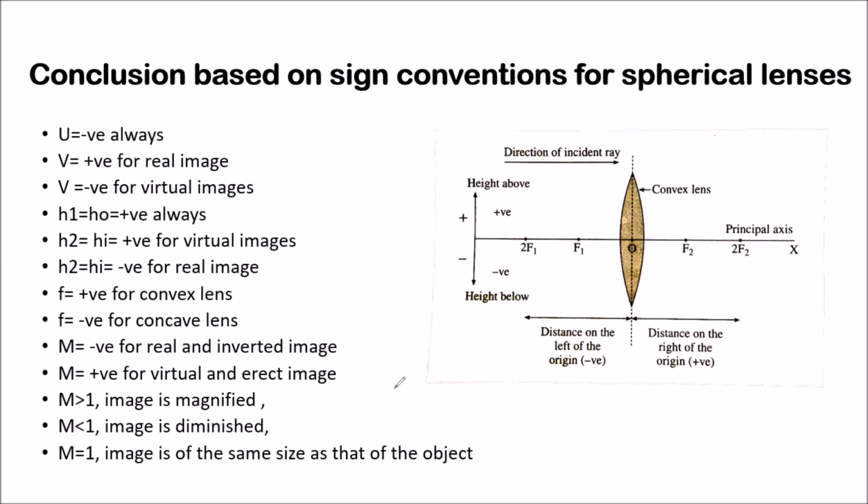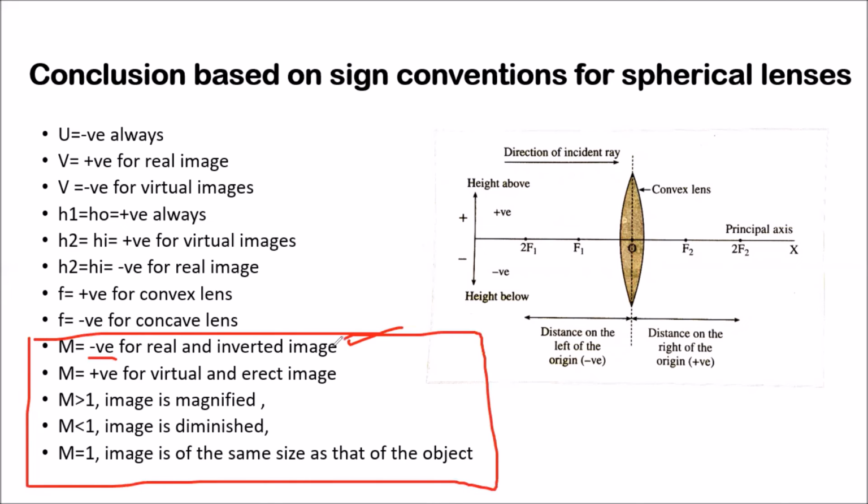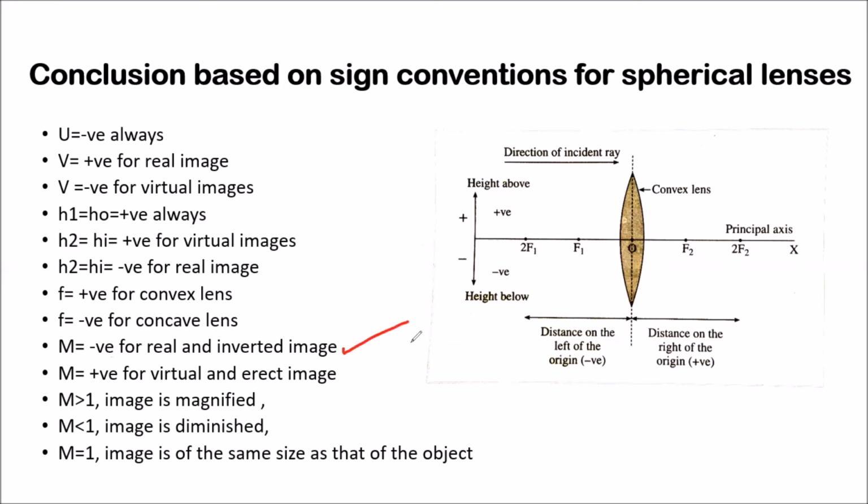Magnification depends on where the image is formed, so it is going to be negative for real and inverted images, because we'll talk about what is the formula for magnification. We'll again talk about these points after we are done with the formulas in the next video. So magnification is negative for real and inverted images, positive for virtual and erect images. It is always going to be greater than 1 for magnified images, less than 1 for diminished images, and equal to 1 when they are of the same size.